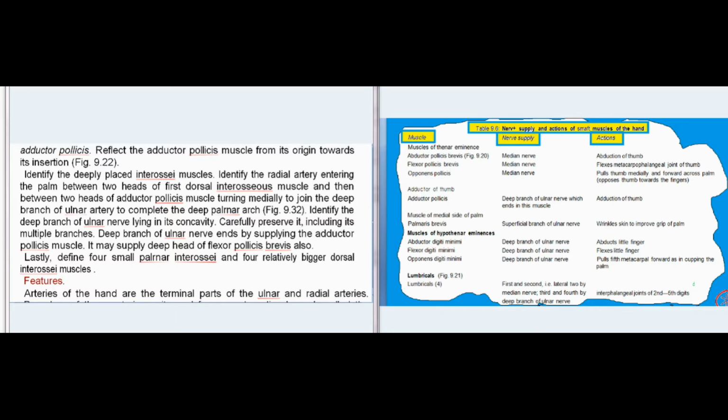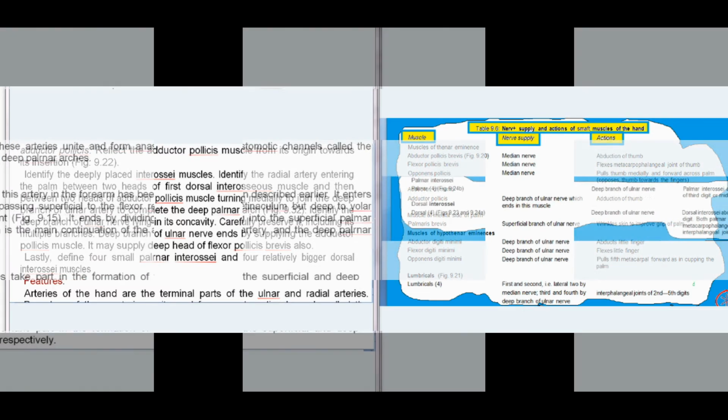Arteries of the hand are the terminal parts of the ulnar and radial arteries. Branches of these arteries unite and form anastomotic channels called the superficial and deep palmar arches. Ulnar artery. The course of this artery in the forearm has been described earlier. It enters the palm by passing superficial to the flexor retinaculum but deep to volar carpal ligament, Fig 9.15. It ends by dividing into the superficial palmar branch, which is the main continuation of the artery, and the deep palmar branch. These branches take part in the formation of the superficial and deep palmar arches respectively.